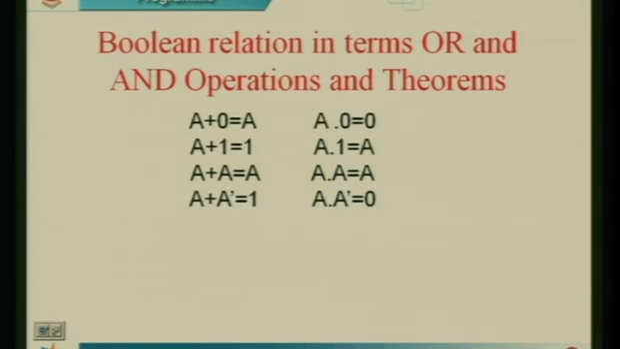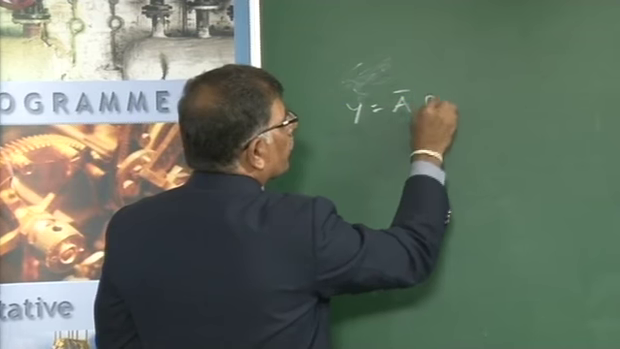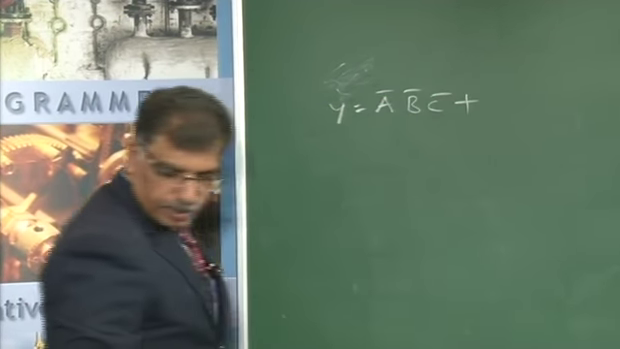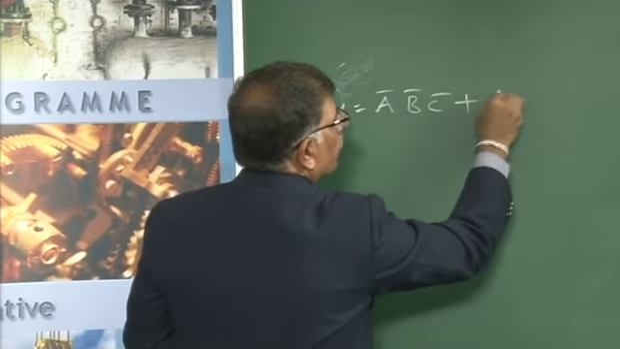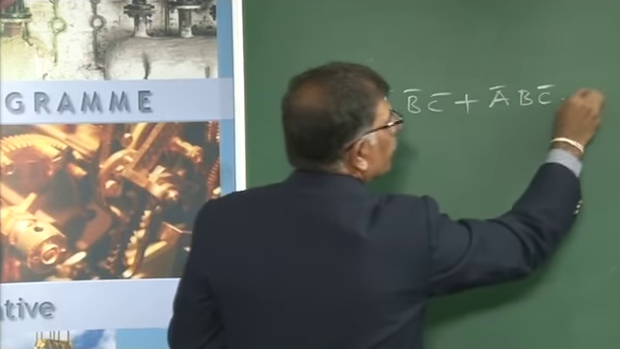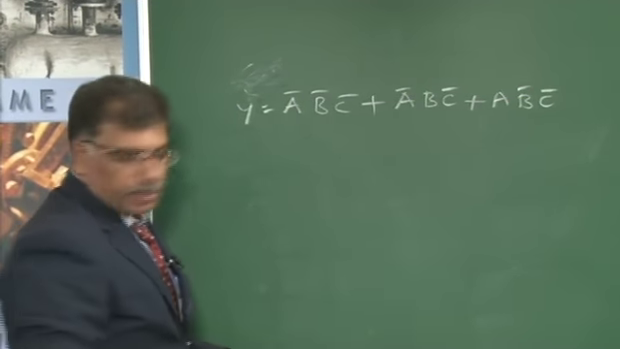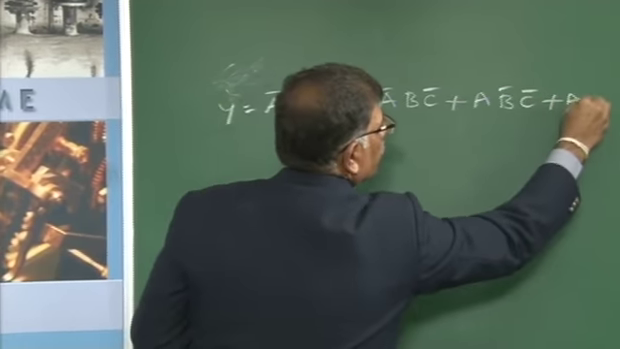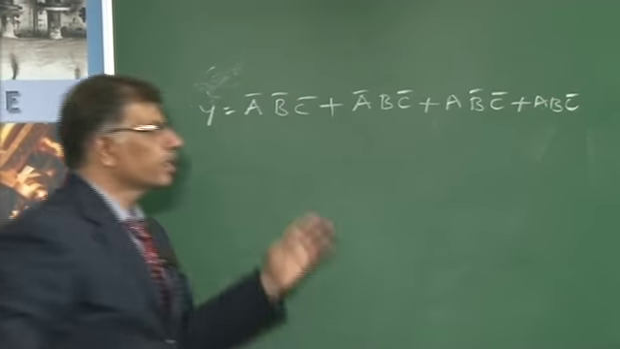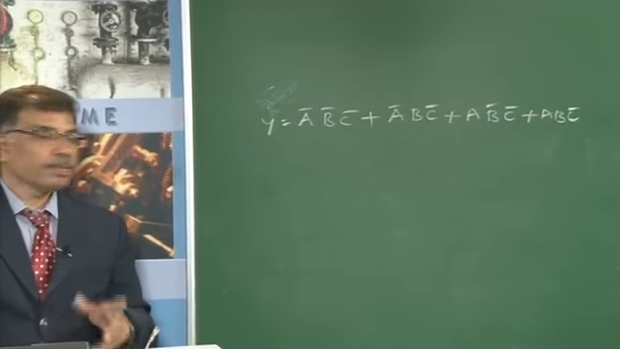Next is y is equal to a bar b bar c bar plus a bar b c bar plus a b bar c bar plus a b c bar. Students, try to simplify this. Now how do you simplify this expression?